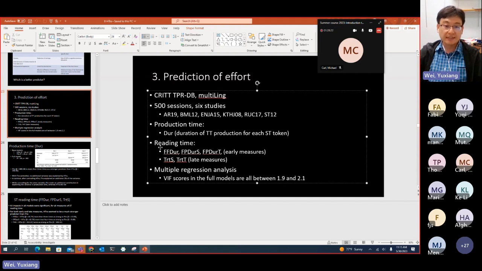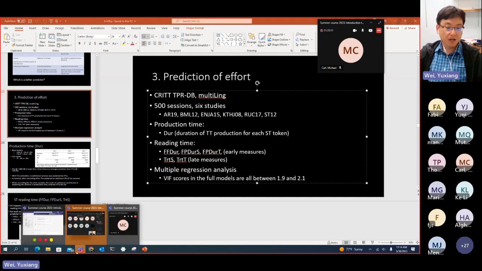So I've looked at these in relation to HTra and ITra respectively, and did some multiple regression analyses. VIF score here is an indication of the collinearity between the variables, and they seem to be within an acceptable range. So what I'm going to do is just to show the results of some regression analysis for these dependent variables in relation to HTra and ITra.